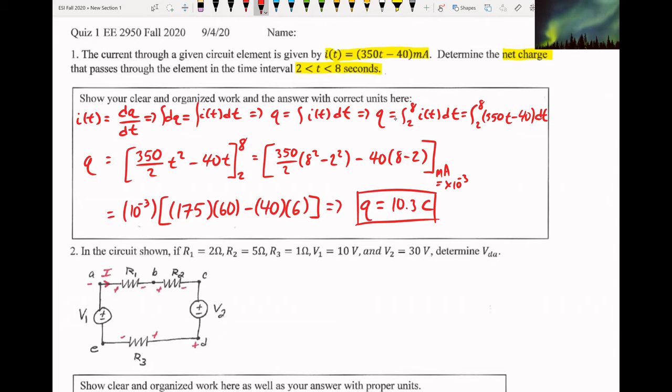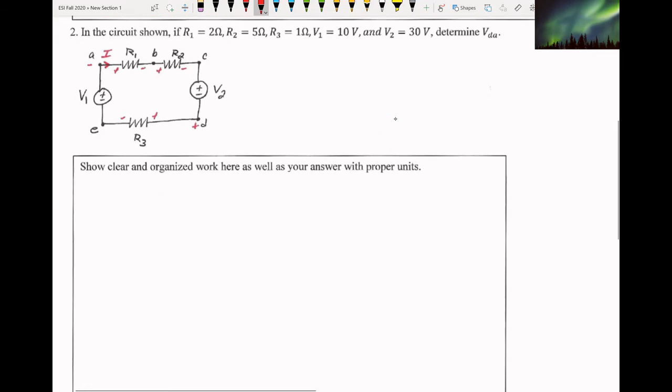Okay, so then let's scroll down to the next question. So the next question here is asking us, in this circuit given below with all of these values, find VDA. So VDA, so this is point D, this is point A up here, and they have drawn a few things for us in the circuit. They assigned all the terminals, and they gave us a current right there.